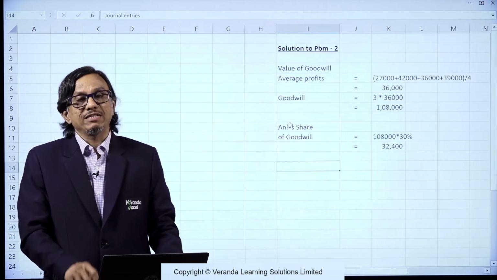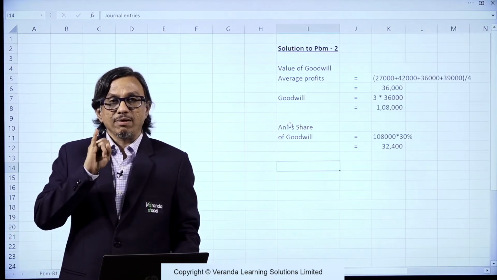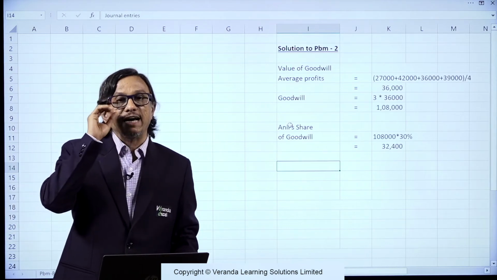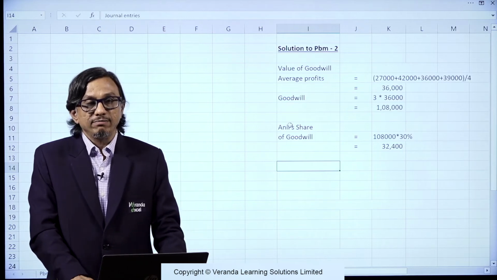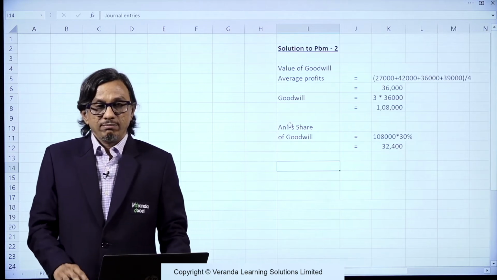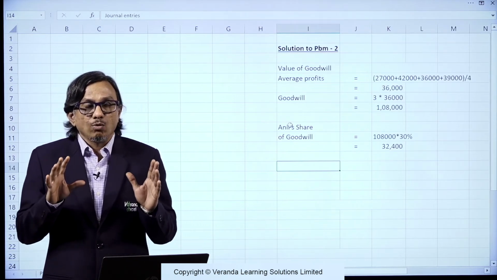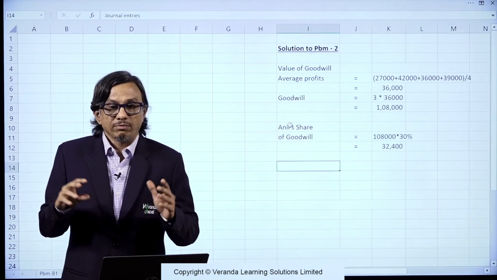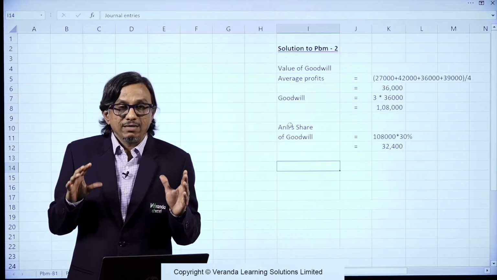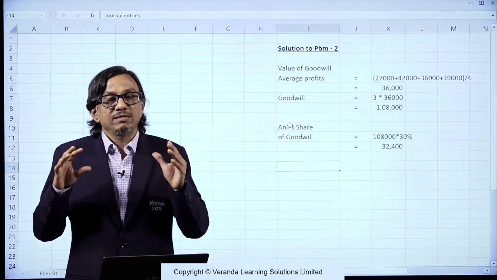Now we have calculated the value of goodwill, we have determined the incoming partner's share of goodwill. Now friends, we have to make the journal entries. Journal entries for what purpose? Number 1, capital brought in by the new partner, 60,000 rupees. We have to make an entry for that. Then we have to make an entry for Anil's share of goodwill. See, when a partner is admitted, you may ask the partner to bring cash towards not only his capital but also his share of goodwill. But in this problem, there is no information about whether he brings any money towards his share of goodwill. He brings money only for his capital. So therefore, the capital brought in by Anil will be recorded in his credit, whereas Anil's share of goodwill will be adjusted in the capital accounts of the other partners in their sacrificing proportion.